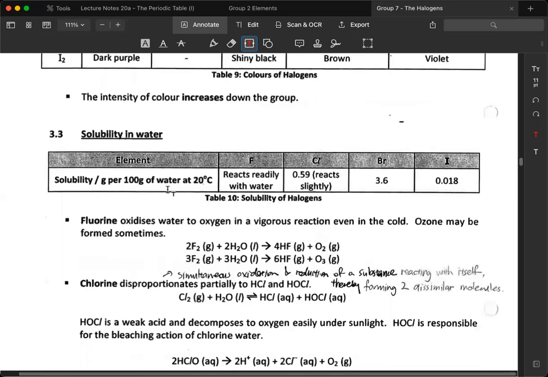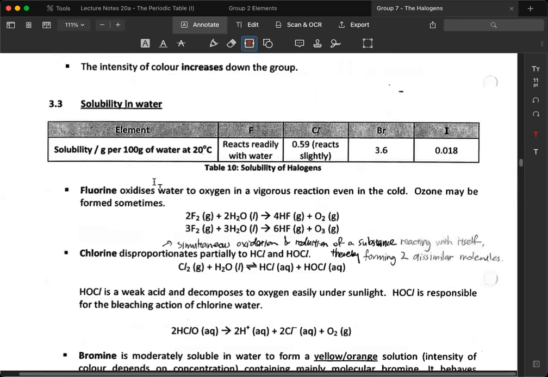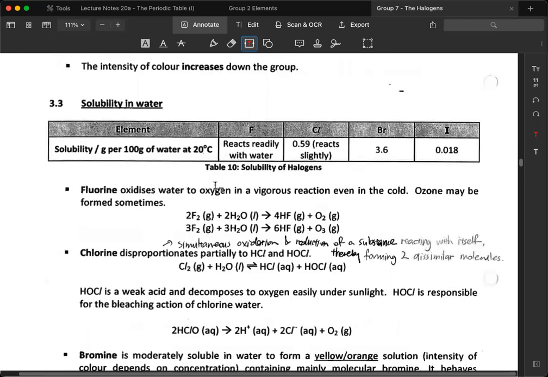As for solubility in water, fluorine oxidizes water to oxygen in a vigorous reaction, even in the cold. Fluorine with water forms hydrogen fluoride and oxygen. Sometimes it can form ozone, depending.